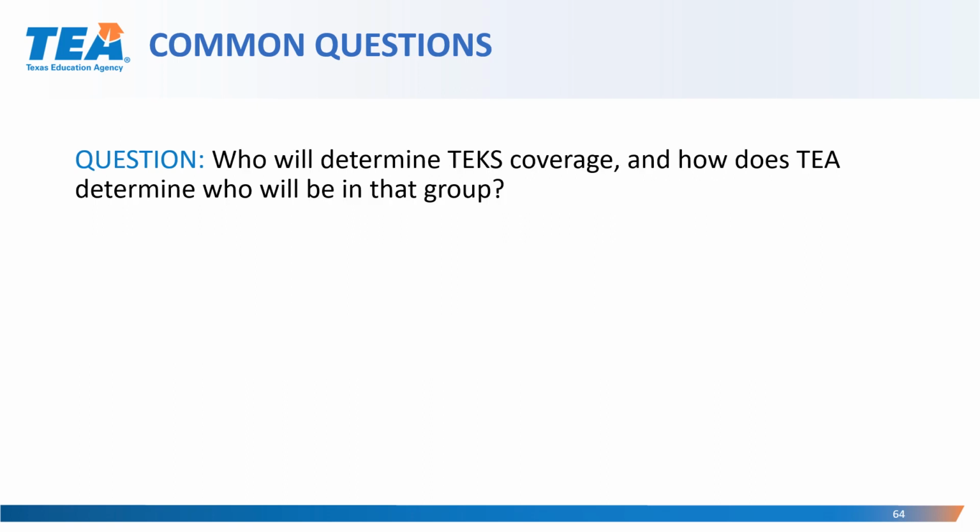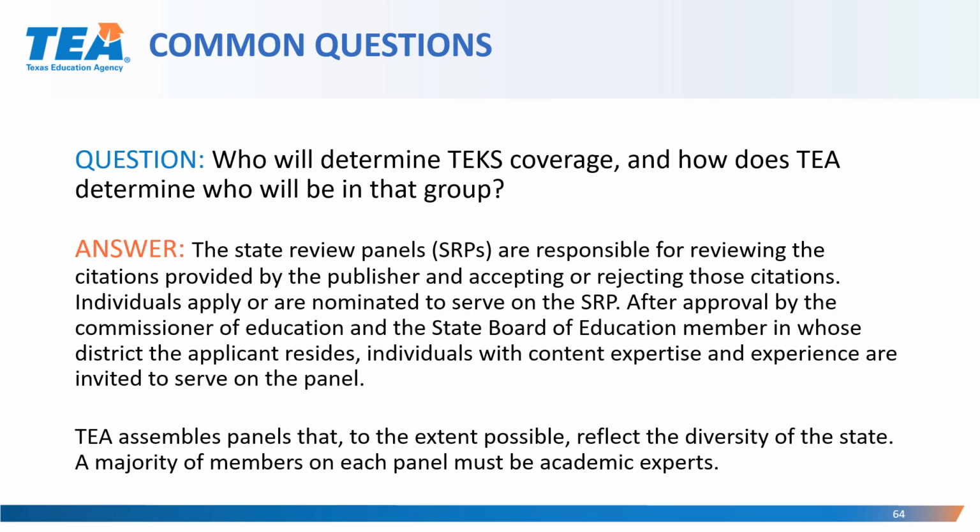Who will determine TEKS coverage and how does TEA determine who will be in that group? The reviewers are responsible for reviewing the citations provided by the publisher and accepting or rejecting those citations. Individuals all across the state apply or are nominated to serve on the state review panel. After proper approval, individuals with content expertise and experience are invited to serve on the panel. TEA assembles panels that, to the extent possible, reflect the diversity of the state. And a majority of the members on each panel must be considered an academic expert.